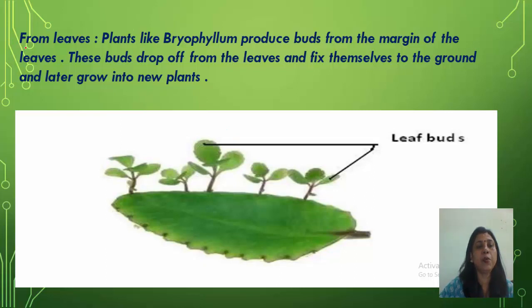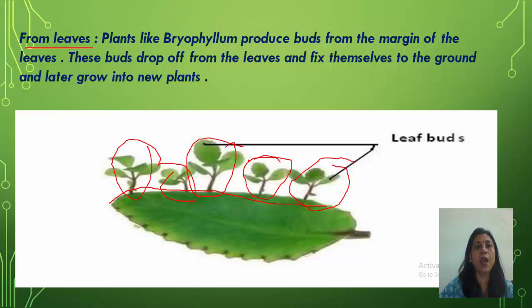Now, this vegetative propagation also takes place naturally from leaves. You must have seen this bryophyllum, this type of plant. It's very common, and you see that from this margin of the leaf, new leaf buds are arising. When these buds drop off from the leaves, they fix themselves to the ground and later grow into a new plant.